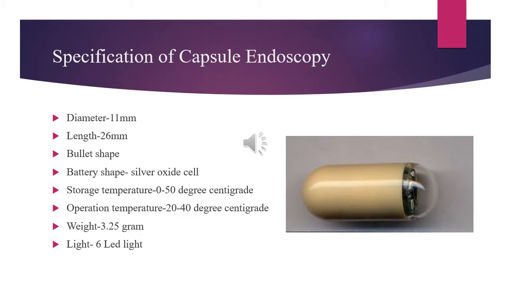Now let's look at the specification of capsule endoscopy. The diameter of the capsule endoscope is almost 11 mm. The length is about 26 mm. It is bullet in shape, and the battery is usually a silver oxide cell. The storage temperature is 0 to 50 degrees centigrade. The operation temperature is 20 to 40 degrees centigrade, and weight is 3.25 gram, whereas 6 LED lights are used in capsule endoscopy.